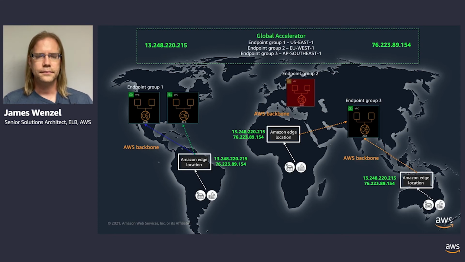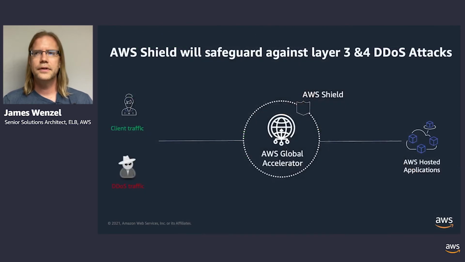The other thing that's pretty cool about Global Accelerator is it's protected by Shield. Shield is a free offering that we have that uses a variety of different methodologies, AI, ML, and a bunch of technologies we put together, as well as human technology, people, to detect and safeguard against layer 3 and layer 4 DDoS attacks, or distributed denial of service attacks.